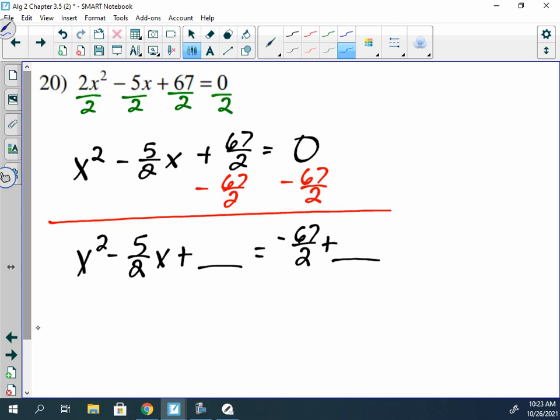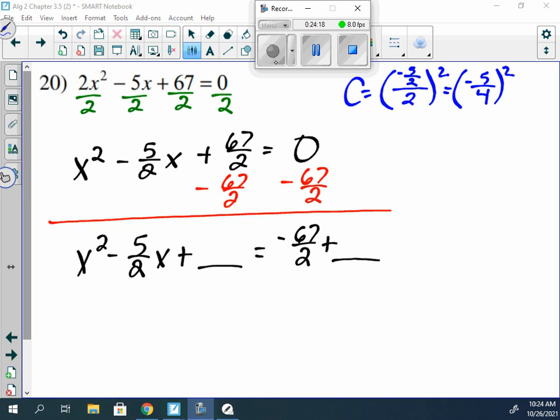Has this gotten any real harder than the last ones? No, it's just the numbers are weirder, yes? Well, c is equal to b over 2 squared. Well, what's the value of b? So we have negative 5/2 divided by 2, which would be negative 5/4. And that's how we can do that there.